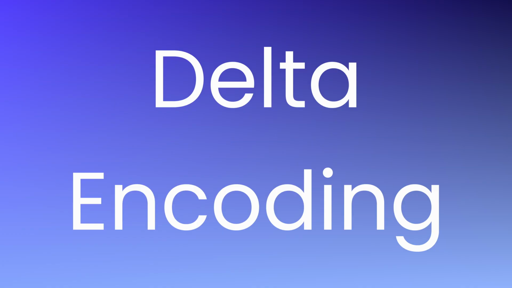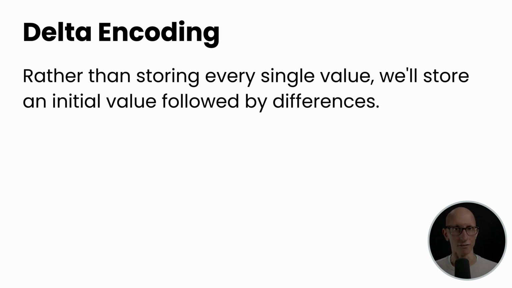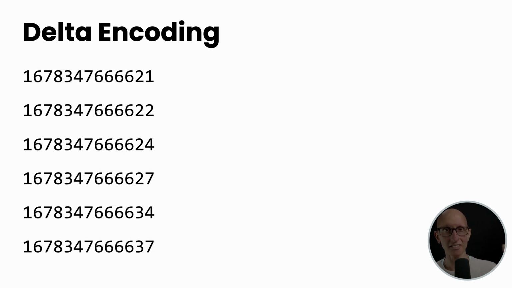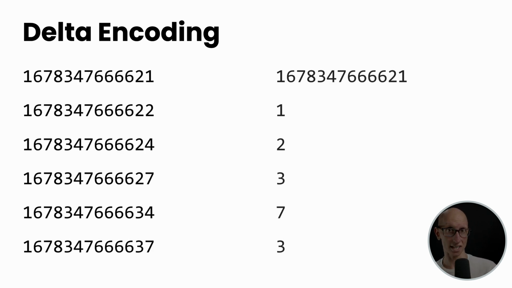And the idea here is rather than storing every single value, we'll store just the initial value followed by the differences from that initial value. And so this works really well if we've got sequential data like timestamps or cumulative counts of some sort. So for example, rather than storing every single timestamp individually, like we've got on the left-hand side here, we could store maybe just the first one and then the differences. So 1, then 2, then 3, then 7, then 3. And again, Parquet does something a lot more clever than this, but this is the general idea.